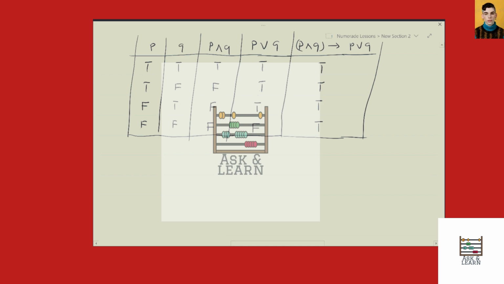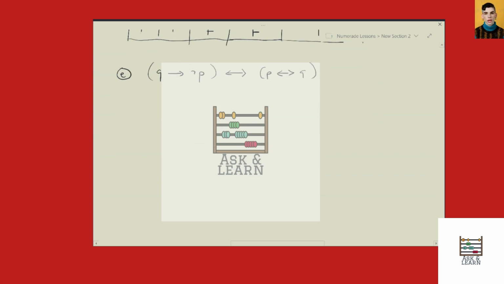So let's go to the next one. E, that is Q implies the negative of P, then the biimplication P, then the biimplication Q. All right, so let's look at what we need. We need a P, we need a Q. So true, true, false, false, true, false, true, false.